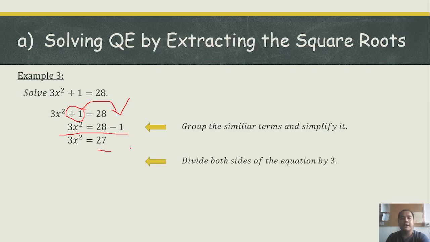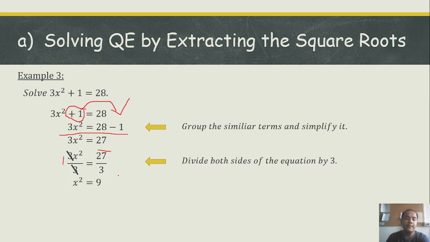So ano ba yung next step? We need to remove the value of a from x squared. So paano ba siya ma-remove? We are just going to divide both sides of the equation by 3. So 3x squared divided by 3 is equal to 27 divided by 3. 3x squared divided by 3, the answer is 1. Then 27 divided by 3, the answer is 9. That's why yung kalabasan sa next line of our solution, x squared is equal to 9.